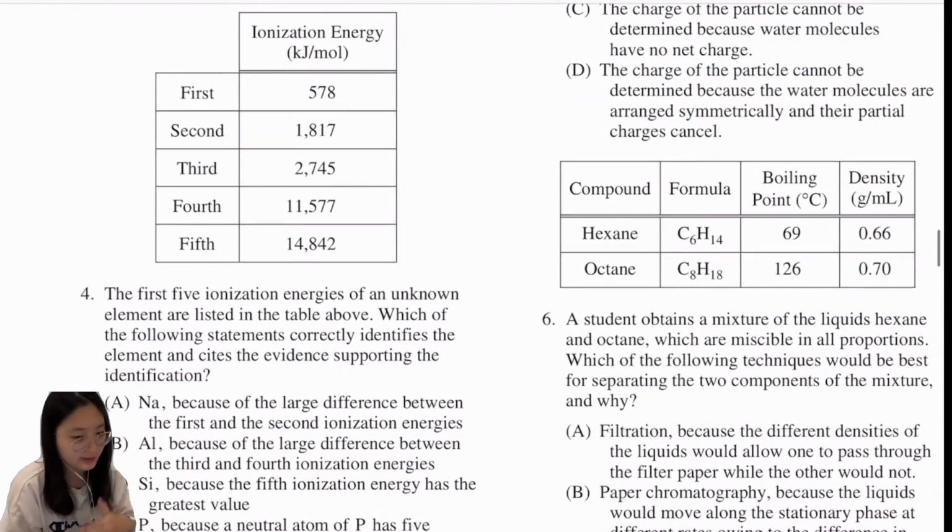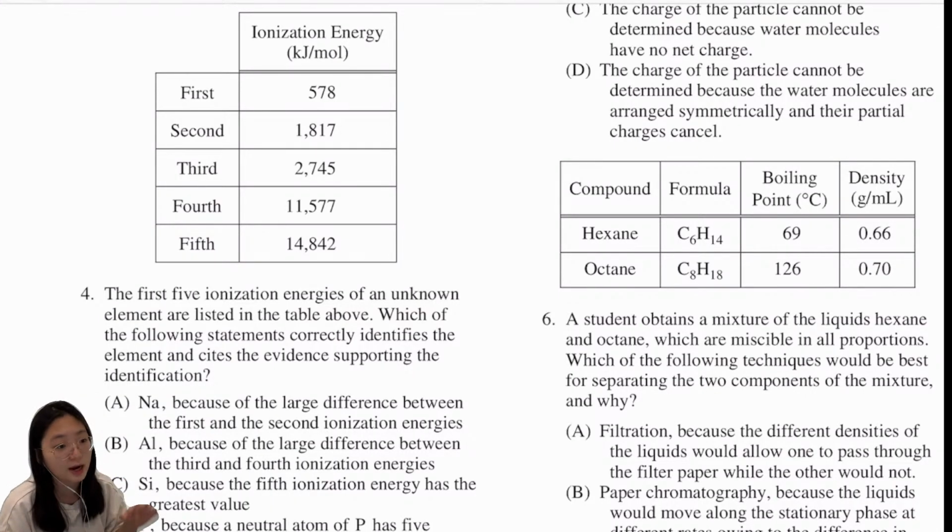And next, ionization energy. That's the periodic trend that you learn in Unit 1. The first 5 ionization energies of an unknown element. So this is another typical type of question that you'll be tested on regarding ionization energy. It's going to list a bunch of ionization energies, and then it's asking in which group it is, or which of the following elements it might be.